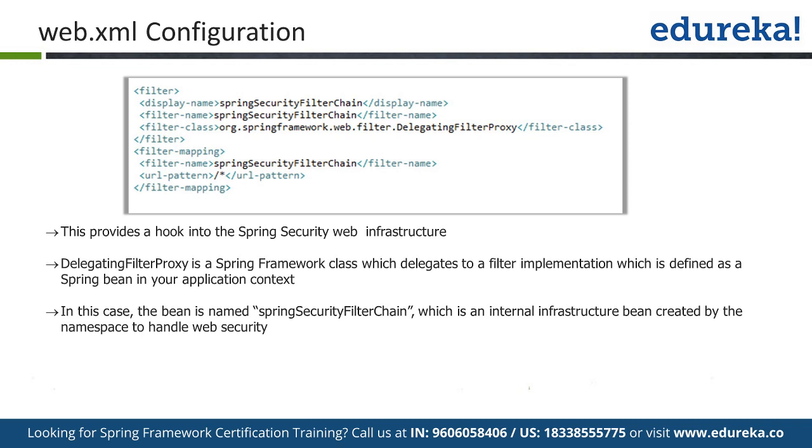So this filter works as a hook which gives an entry to your Spring Security web infrastructure, and this will take you to use the multiple options we have in Spring Security. In this case, the bean here is named springSecurityFilterChain, which is an internal infrastructure bean created by the namespace to handle web security.